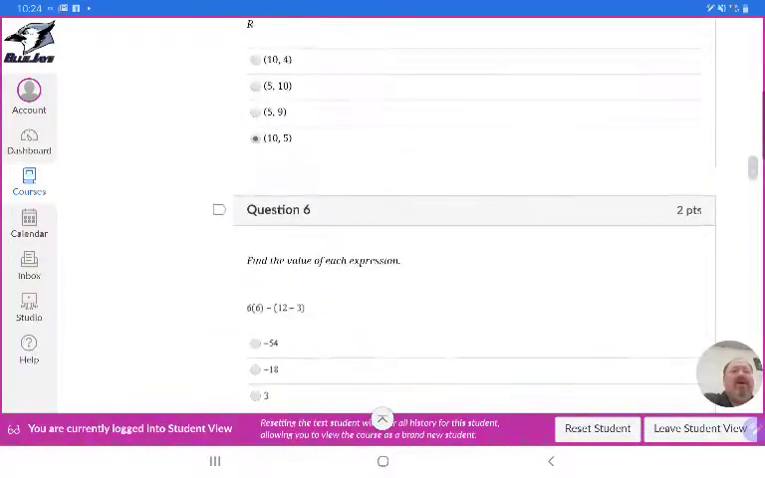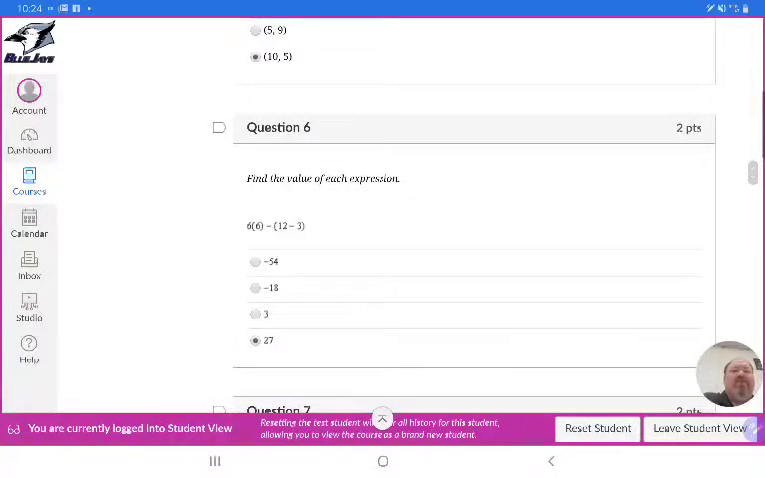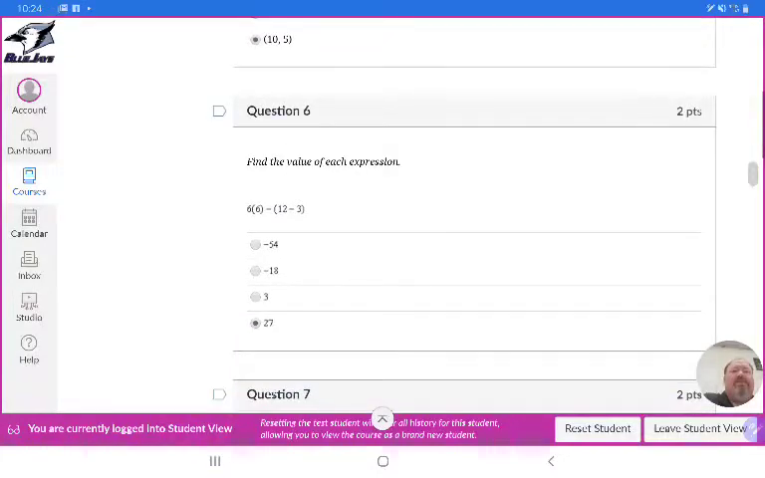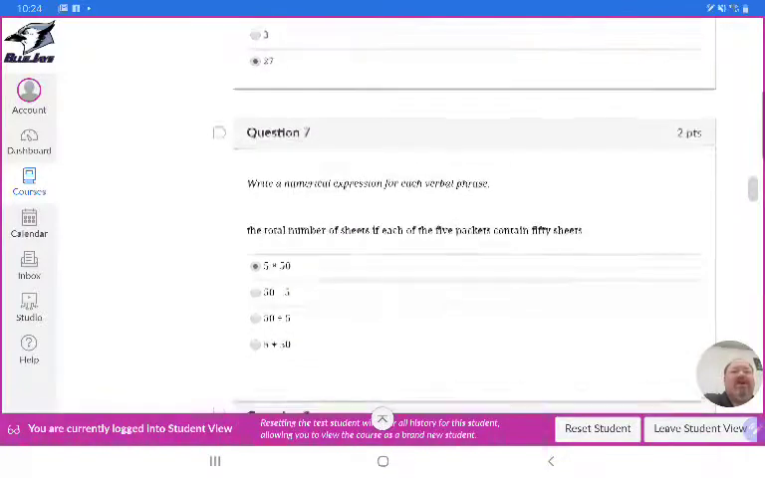All right. Question 6. Find the value of each expression. So what'd you get for that one? 27. Very good. It's just order of operations. We do our grouping first. 12 minus 3 gives me 9. Then we look for multiplication or division, and we have multiplication. 6 times 6 is 36. 36 minus 9 is 27. So it's just doing the order of operations.